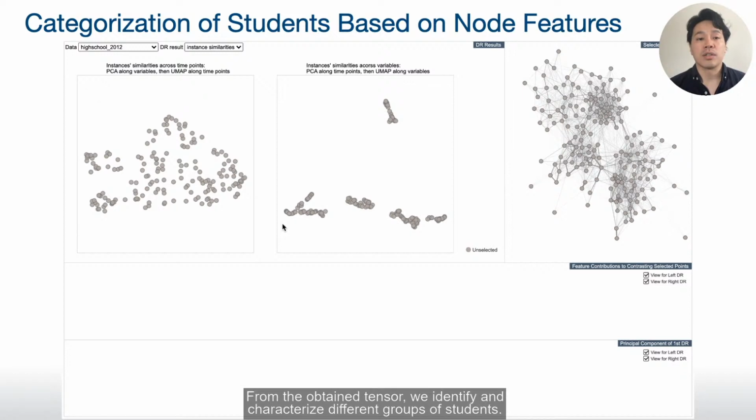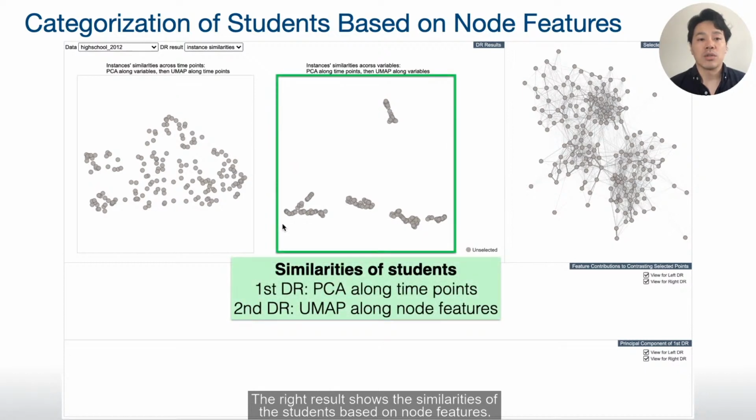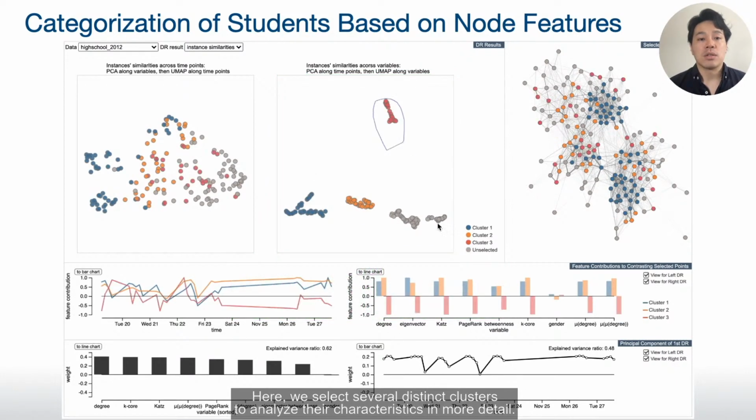From the obtained tensor, we identify and characterize different groups of students. The right result shows the similarities of students based on node features. Here, we select several distinct clusters to analyze their characteristics in more detail.